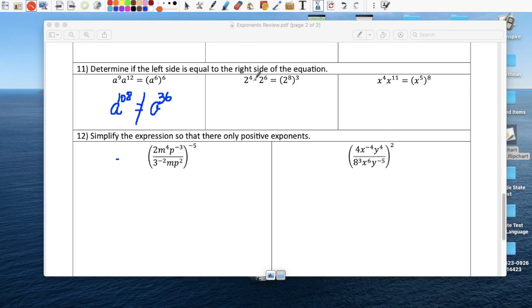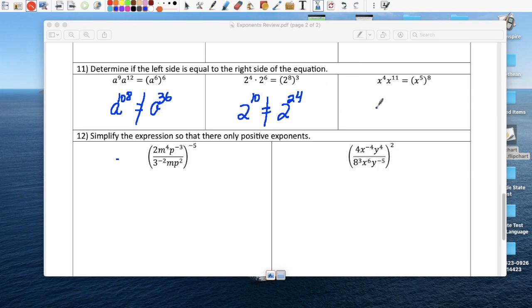This one, 2 to the 4th times 2 to the 6, keep the base, add the exponents, 4 plus 6 is 10, so that equals 2 to the 10th. Here, remember when it's an exponent raised to another exponent, we multiply, so that gives me 2 to the 24. And are they the same? No, they're not.